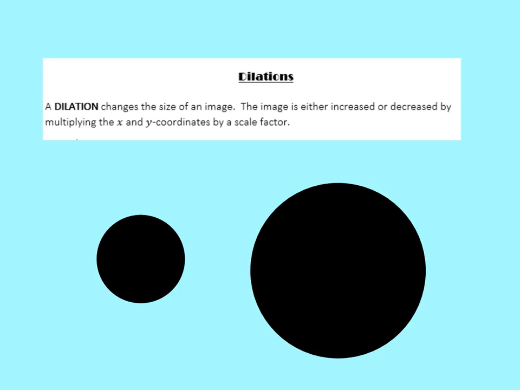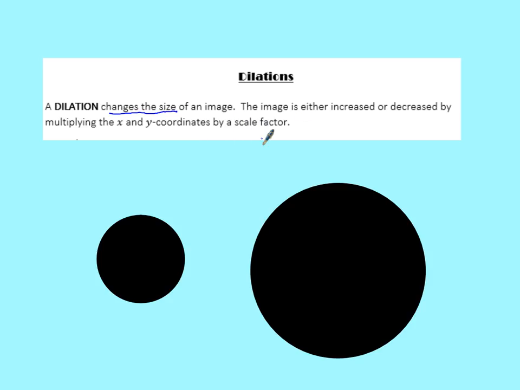So in this video we're going to talk about dilations. This is another one of our transformations that we're going to have. And a dilation is the change in the size of the image. The image is either increased or decreased by multiplying the x and y coordinates by a scale factor.